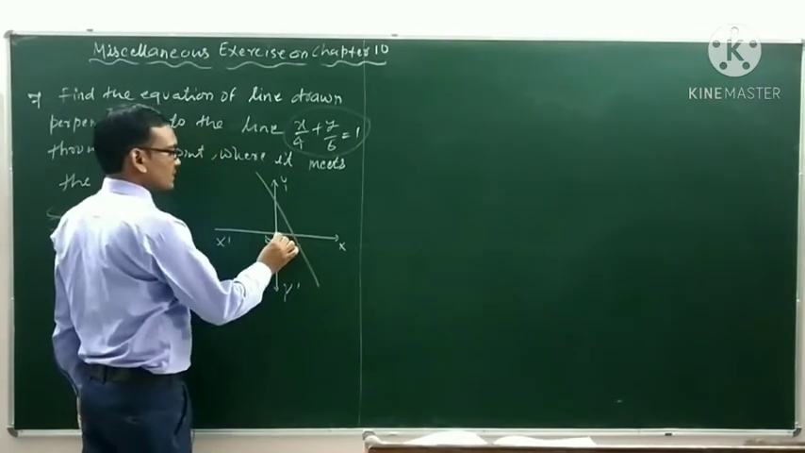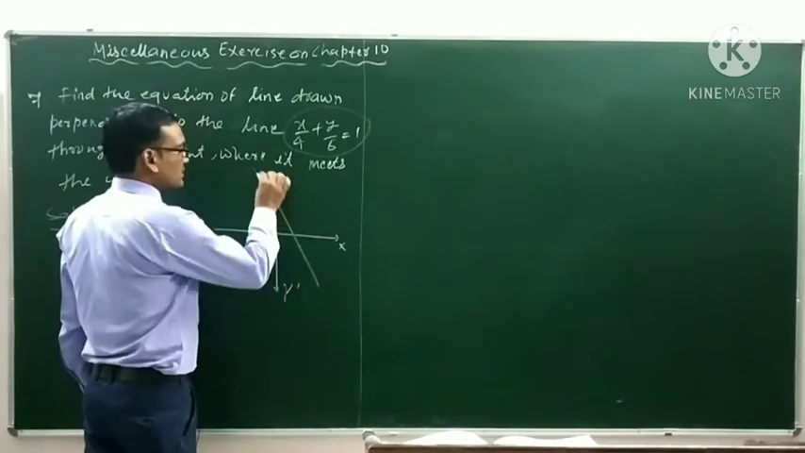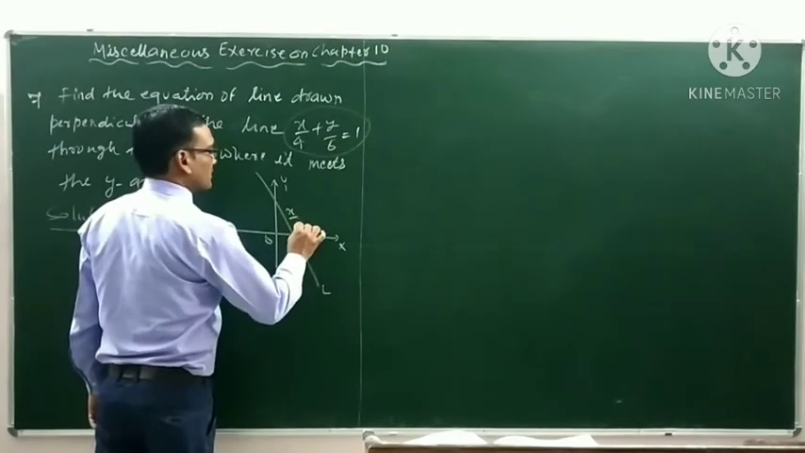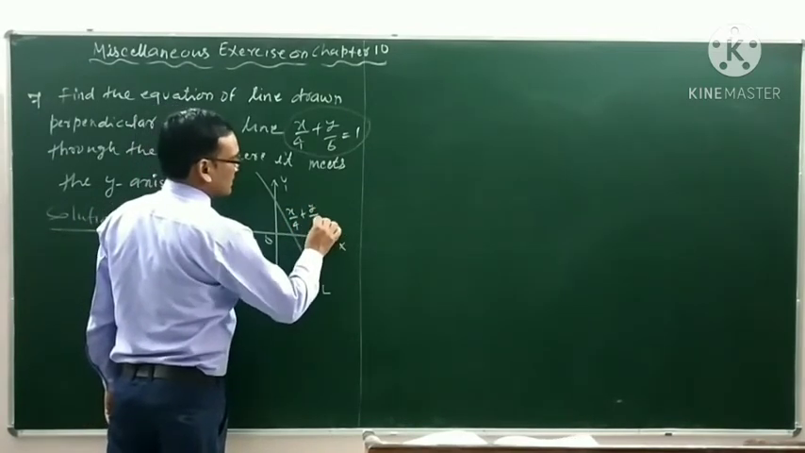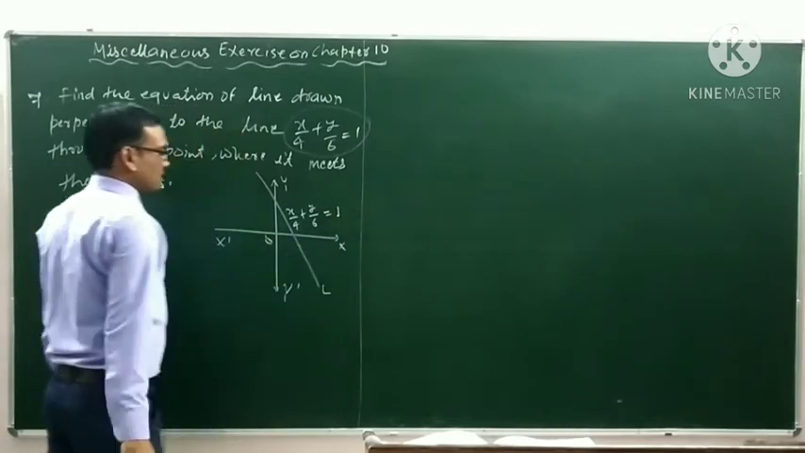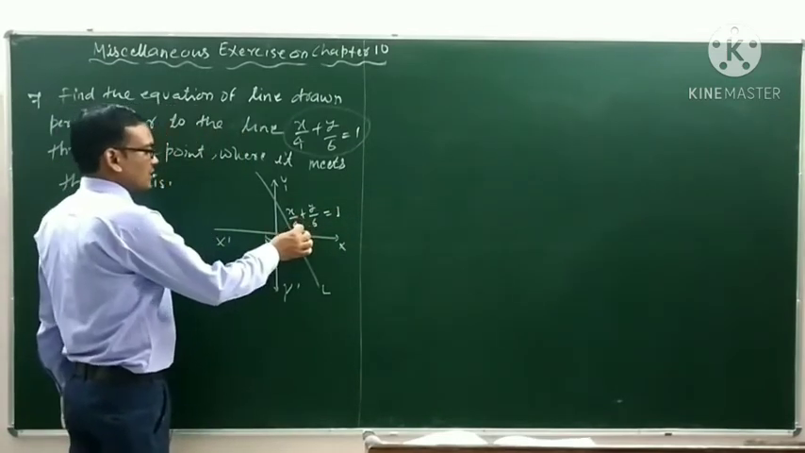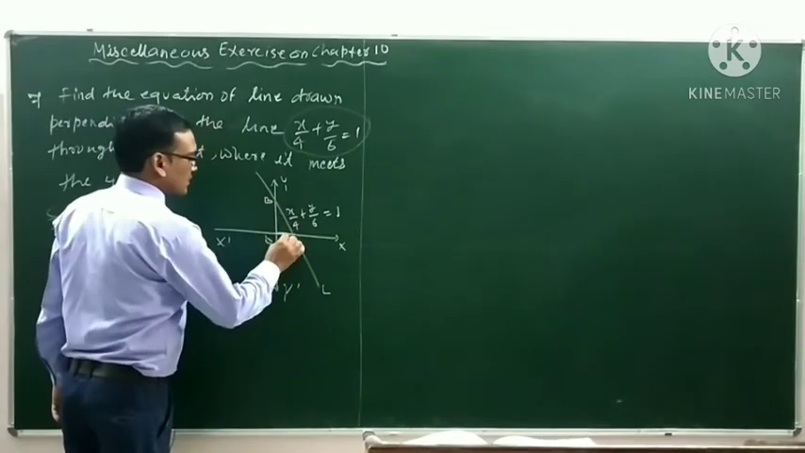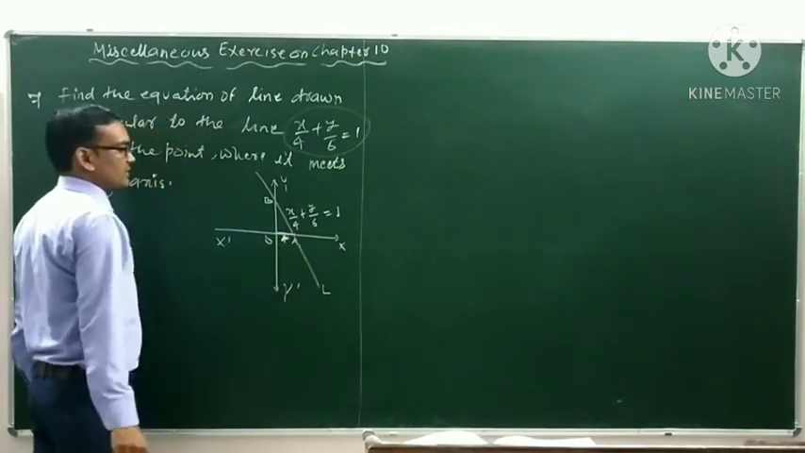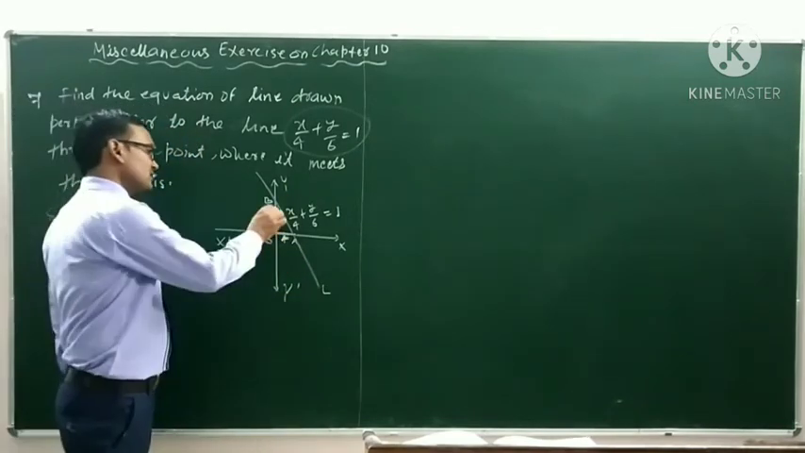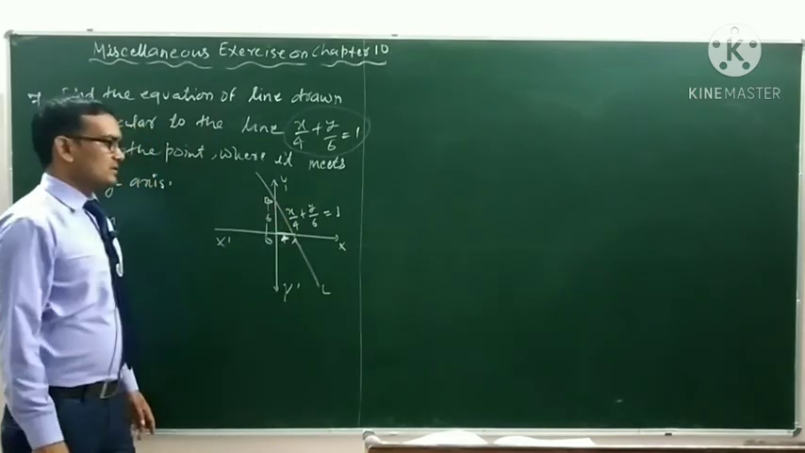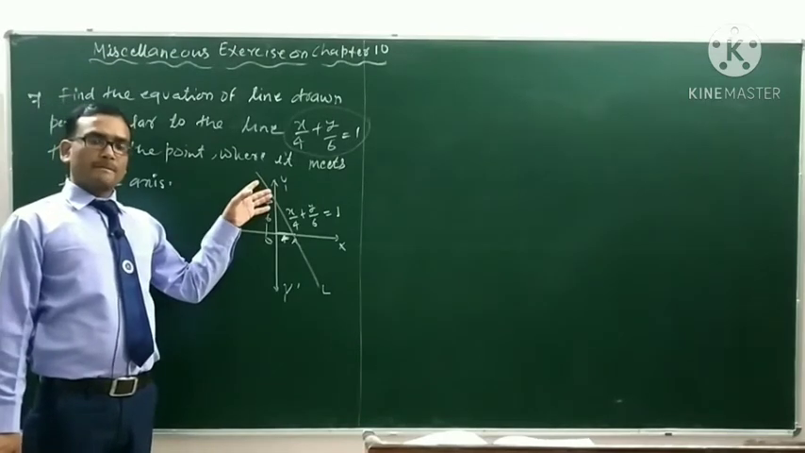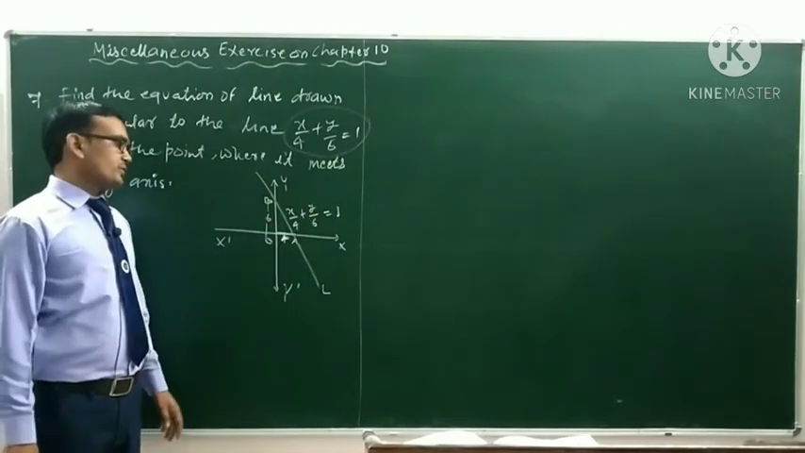Suppose that this is the equation of line L, x upon 4 plus y upon 6 is equal to 1. Here 4 is the x-intercept made by the line and 6 is the y-intercept on the y-axis by the line. Okay, students?